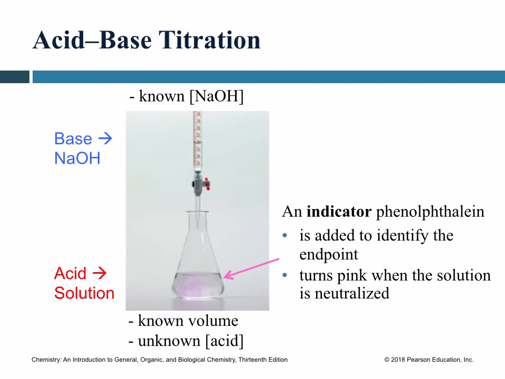In this example of an acid-base titration, sodium hydroxide of known concentration is placed in a burette, while a known volume of an acid with an unknown concentration is placed in an Erlenmeyer flask. A phenolphthalein indicator is added to the acid. Phenolphthalein is colorless in acidic solution and pink in basic solution.